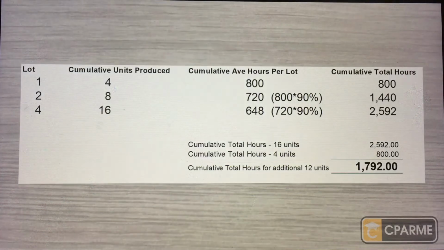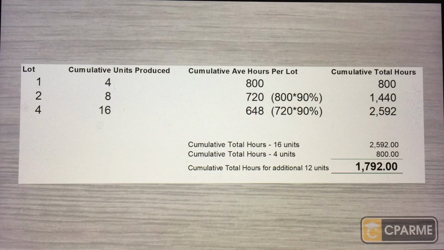Okay, here's the calculation here. Cumulative units produced, diba, 4, 8, 16, or maybe we could just round it up by 1, 2, 4. I think it would be the same as well. The cumulative average hours per lot is 800, then there's a 90% learning curve rate, 720, and then 648.